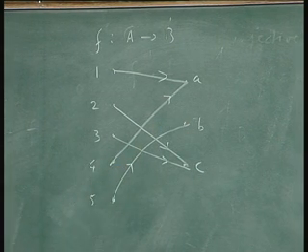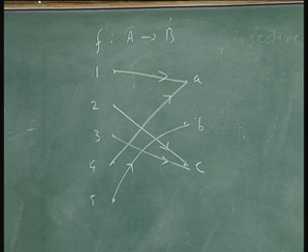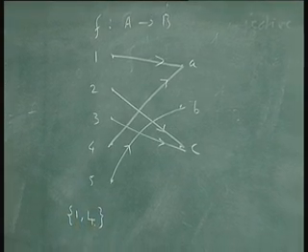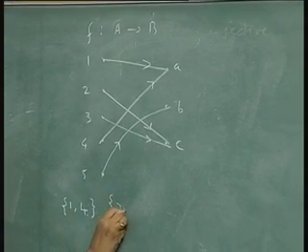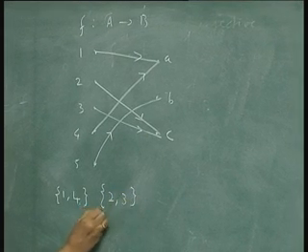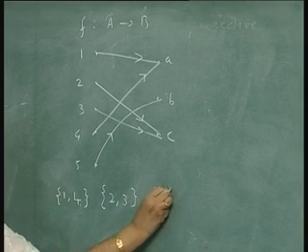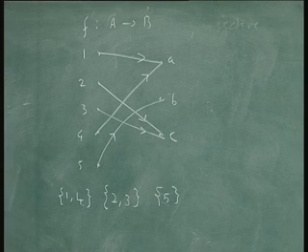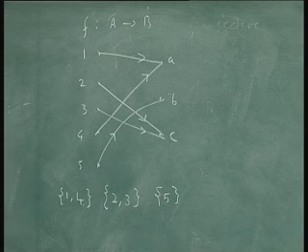If this is the mapping, then 1 and 4 are mapped onto A, so they belong to one class. 2 and 3 are mapped onto C, they belong to one class. 5 is mapped onto B, that is in one class. You are partitioning A into subsets like that, and we know that a partition induces an equivalence relation.